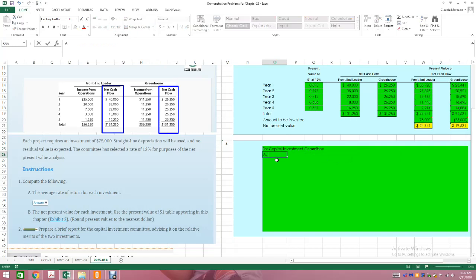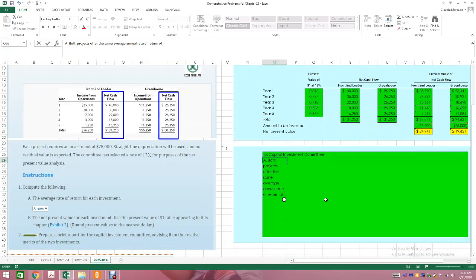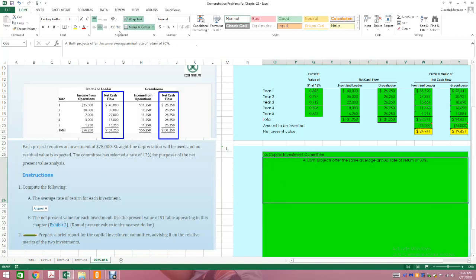So my requirement A would basically be, okay, if we look at both projects, the front end loader and the greenhouse, I'm going to say both projects offer the same average annual rate of return of 12%. That's what they were recommending, okay? Well, no, both projects offer the same average annual rate of return that we calculated of 30%. Assuming a rate of 12%. Okay. So, margin center.